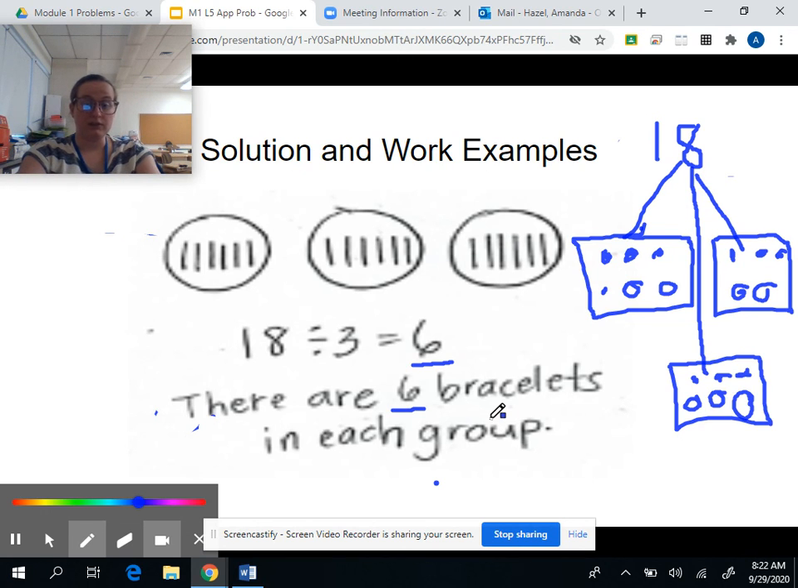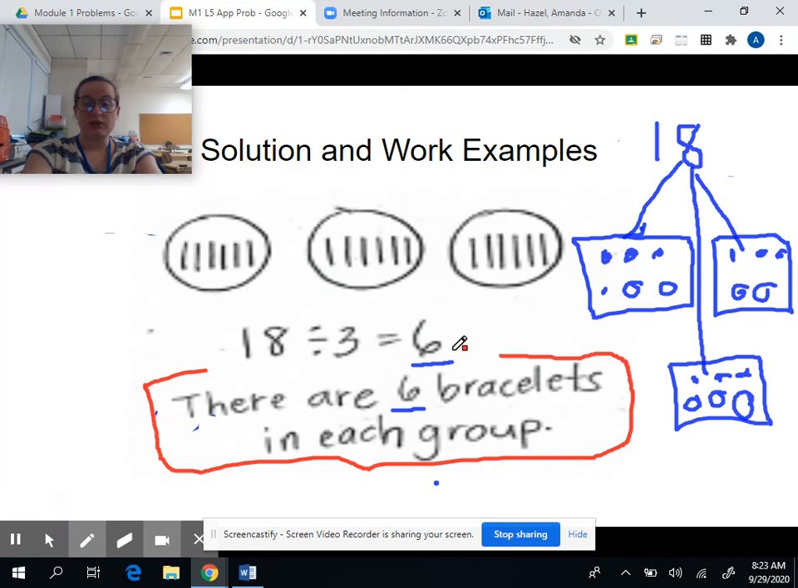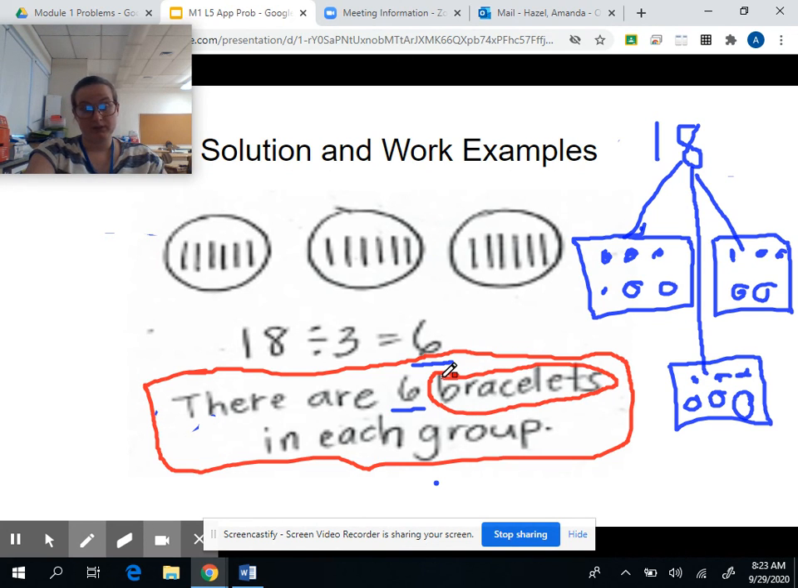And they found that there are 6 bracelets in each group. You might have done something different. That is okay as long as you have a picture, an equation, and your word statement should very closely match this, if not completely. Okay, you need to say that there are 6 bracelets in each group. We need to be specific, right? We need to say what those objects were. That's how we answer the problem fully.